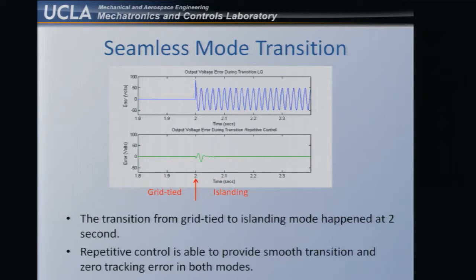This is the error part, not the whole waveform. So it only generates a little bit of a blip. And it usually takes about 1 or 2 cycles of the 60 hertz waveform to learn the profile. And so this shows what we call a seamless transition when we switch from one mode to the other mode. Okay.